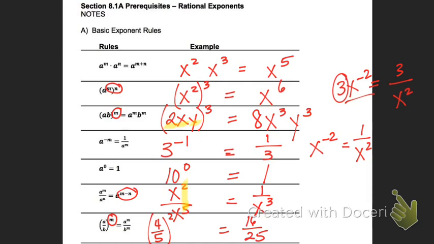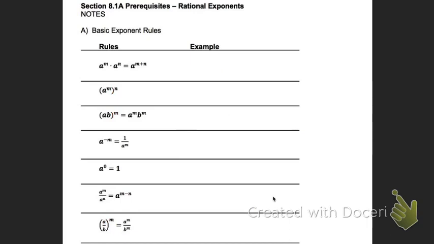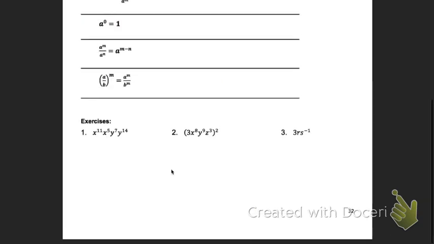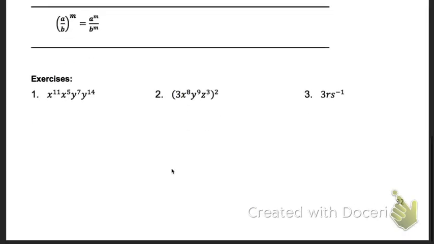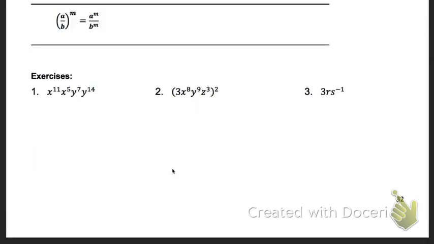Okay, cool. Let's look at some examples now. That's what these examples are for. I want you to try number 1, and I'm going to give you 20 seconds, and then we're going to check it. Okay, this one, you're just adding the exponents. So x to the 16th, y to the 21st. Good. Try number 2.